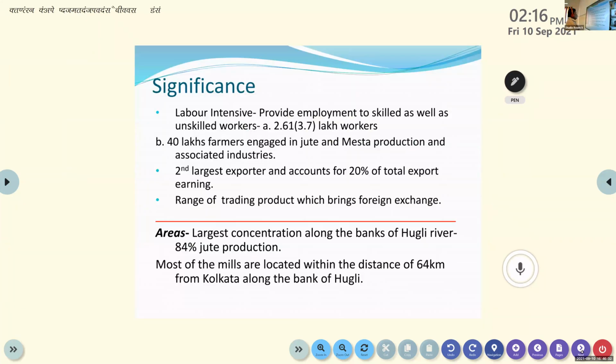Clear? Next one, the importance of jute textile production in India, or jute mills in India, their significance. The first point is that it is labor intensive. What do you mean by the term labor intensive? Just now I told you. What do you mean by the term labor intensive?